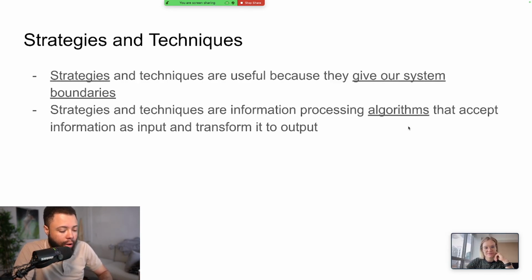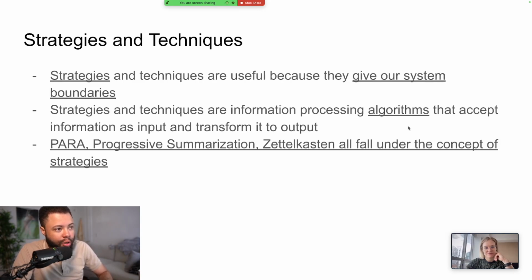So PARA is a good example of this, or progressive summarization, or Zettelkasten, which is basically this idea of saying like, oh, if this is undone, then put it here. Or if this is an atomic entry, then use it in a Zettelkasten. Or if it doesn't look done, then use progressive summarization.